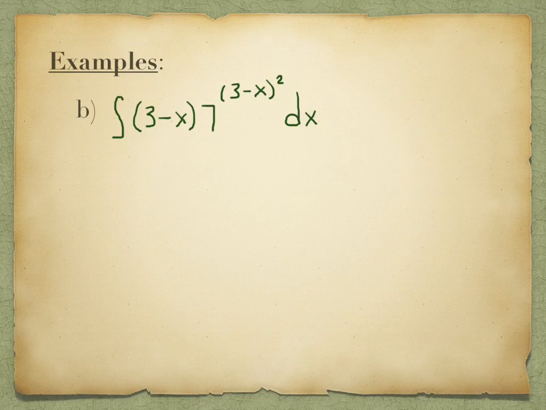How about this one? I just told you a minute ago I didn't need to do u substitution, but here it would probably be a good idea. What do you think you might let u be here? 3 minus x. That's part of it. Squared. Yes. Any idea why I have to let the squared be in u?